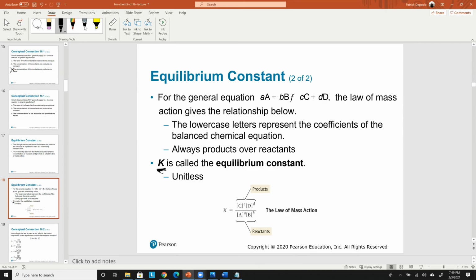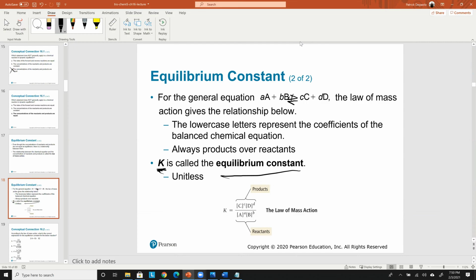So yeah, the law of mass action. That's what this equilibrium constant represents. Now, if you were to have this reaction, let's look at this reaction. We've seen this before, where we have A plus B yields C plus D, with coefficients.